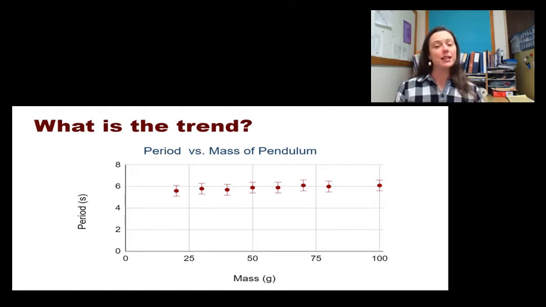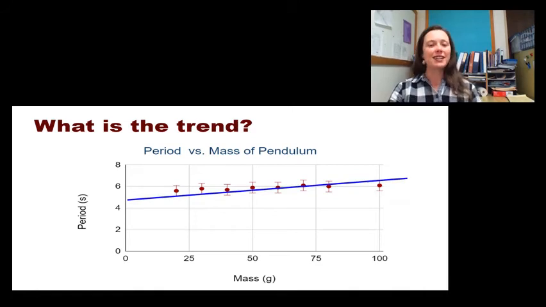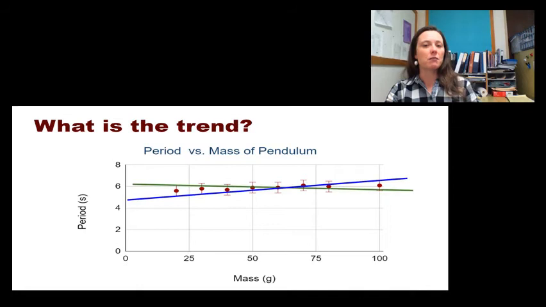It's the same data, it's the same error bars, but now when we draw the line of best fit, maybe it's positive. That's what we kind of drew on that first graph. But we can see clearly, yeah, it could be negative. And probably the best conclusion from this data is that this is a flat line. There's not a relationship between mass and period based on this data.